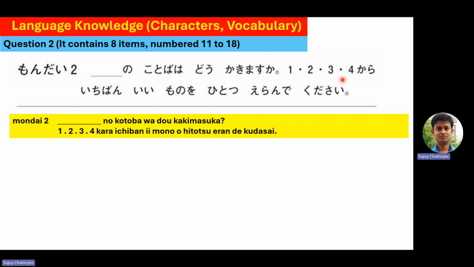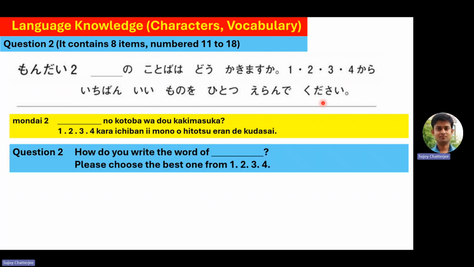Ichi ni san yon kara ichiban ii mono o hitotsu erande kudasai. Please choose the best one from 1, 2, 3, 4. So this second line is the same as in the first question. Only the first line differs. It is also the same as the last question, but here hiragana is not mentioned. That means there can be kanji as well in the answers. That's why they have not specifically mentioned hiragana or katakana. It can be katakana, hiragana, or kanji. So this is a more generalized question.